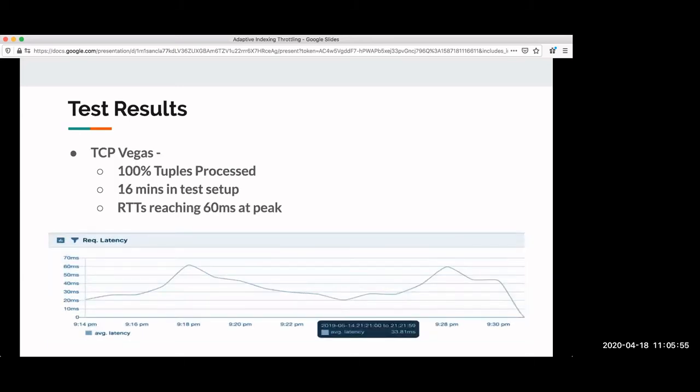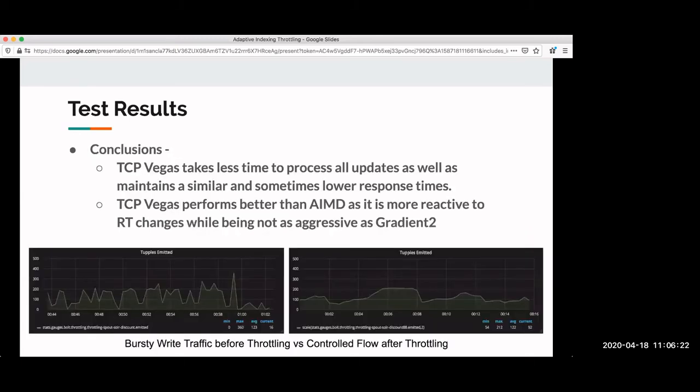Now, if you look at TCP Vegas, this was able to process 100% of the messages in 16 minutes, and it has slightly better response times than all of the others, even the in-house one and AIMD. So this had a peak of 60 milliseconds in the read performance, and for write performance, it was able to process all messages in 16 minutes. So we went with TCP Vegas because it processed all updates in the minimum time, and it had the lowest response times.